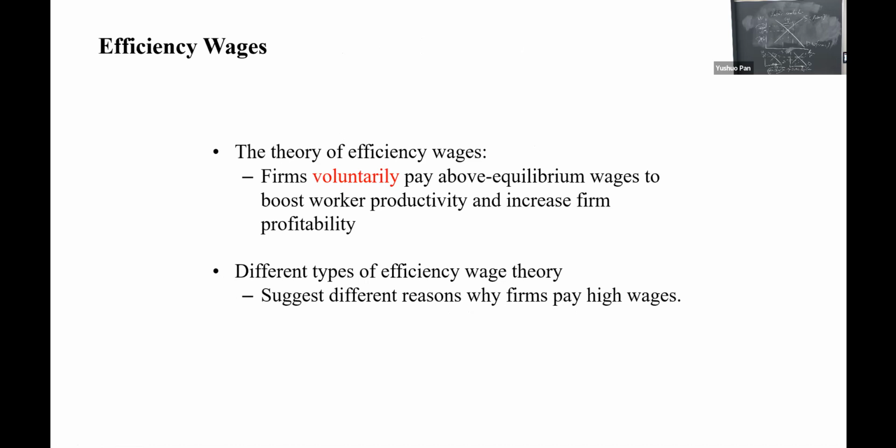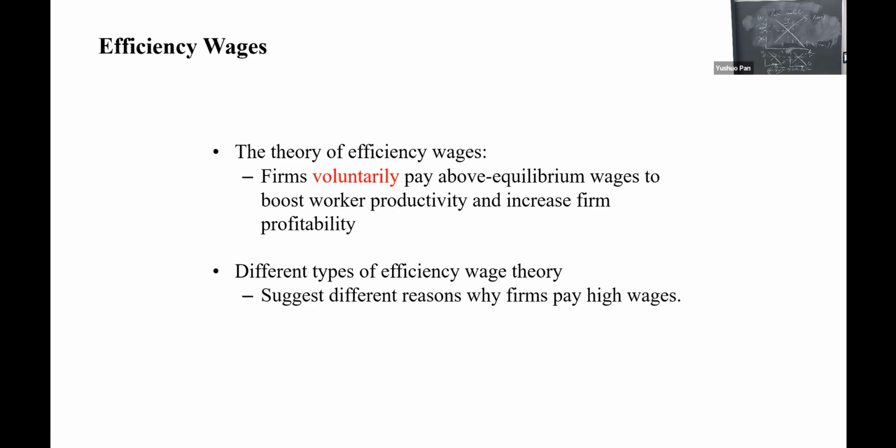Okay, the third reason is the efficiency wages. According to the first two, no matter whether it's because of the minimum wage laws or the unions, in those two ways, firms involuntarily pay workers a higher wage, right? But in the third theory, efficiency wages, firms voluntarily pay above equilibrium wages to boost worker productivity and increase firm productivity.